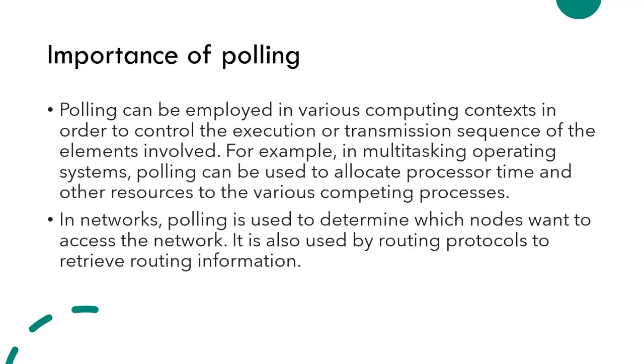The importance of polling. Polling can be employed in various computing contexts in order to control the execution or transmission sequence of the elements involved. For example, in multitasking operating systems, polling can be used to allocate processor time and other resources to the various competing processes. In networks, polling is used to determine which nodes want to access the network. It is also used by routing protocols to retrieve routing information.